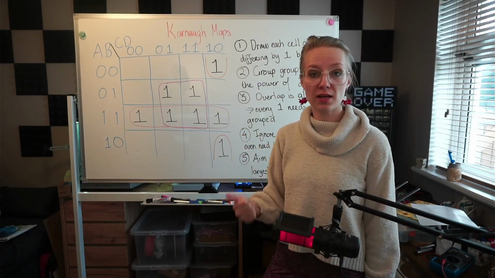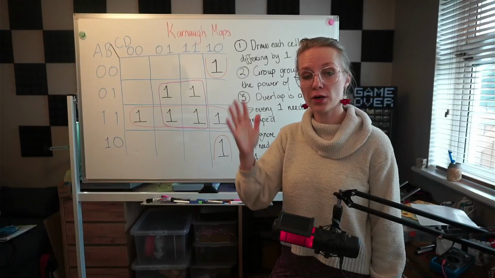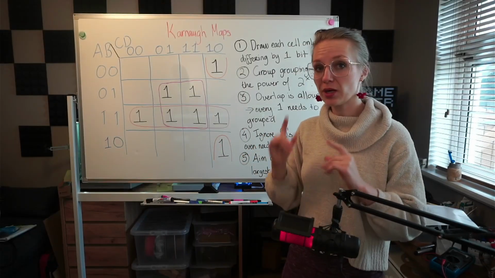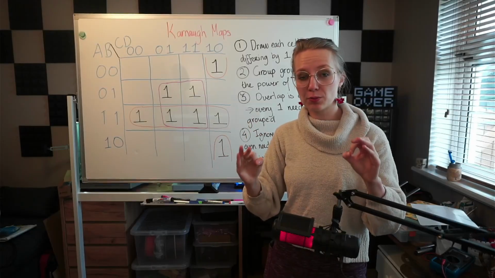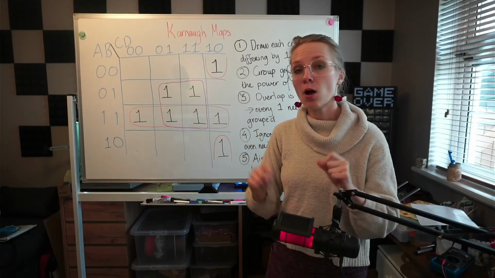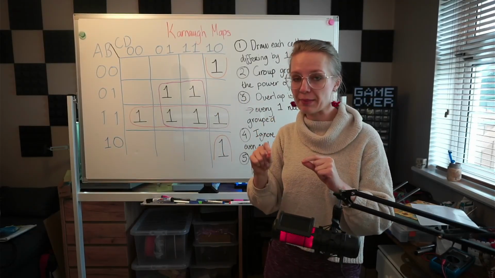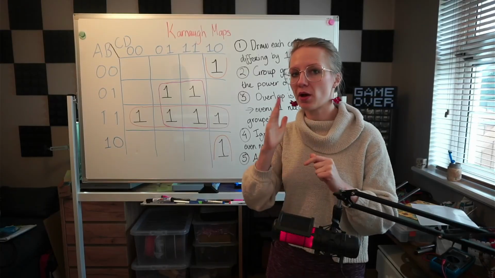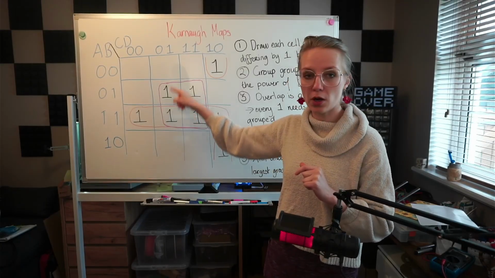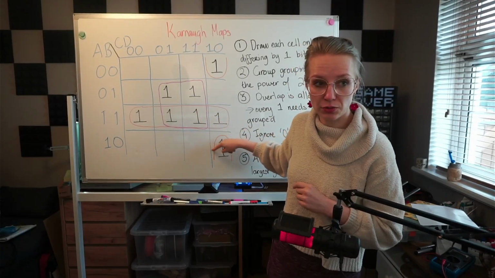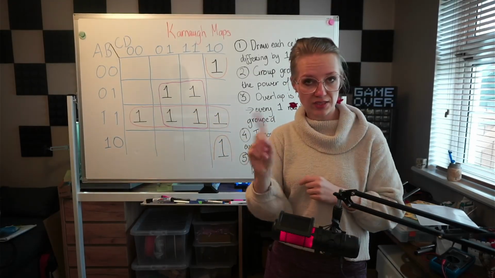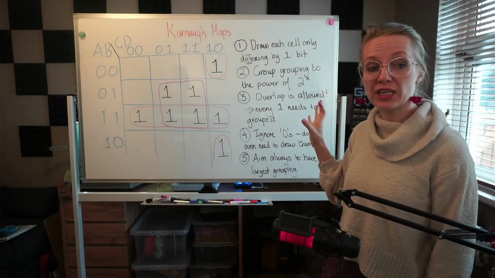So we can group cells as 1, 2, 4, 8, and so on. Rule number 3, overlap is allowed. As you can see here, every one needs to be grouped. No ones get left behind. But what's important when you're grouping them is that you don't group them on the diagonal. You can only group up, down, left, and right. You couldn't group these 2 guys, for example, on the diagonal. That's not allowed.